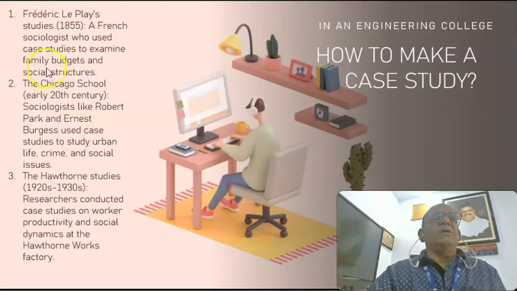So this case study is really a very old one. About 100 years ago, it took its formal shape, and since then it has been used in business schools, architecture schools, and then maybe medicine schools, and so on, everywhere other than an engineering college. That is what prompted me to make this little presentation to introduce these case studies into engineering colleges.